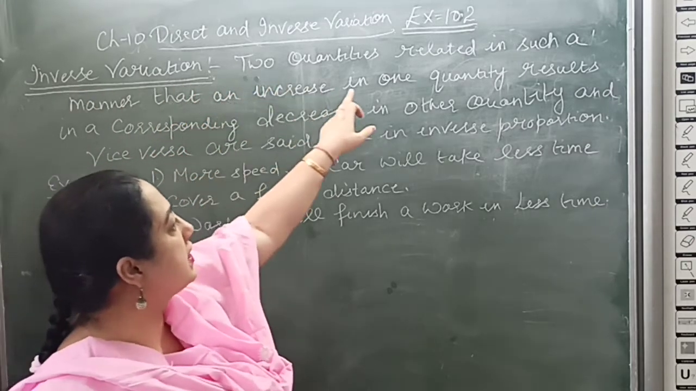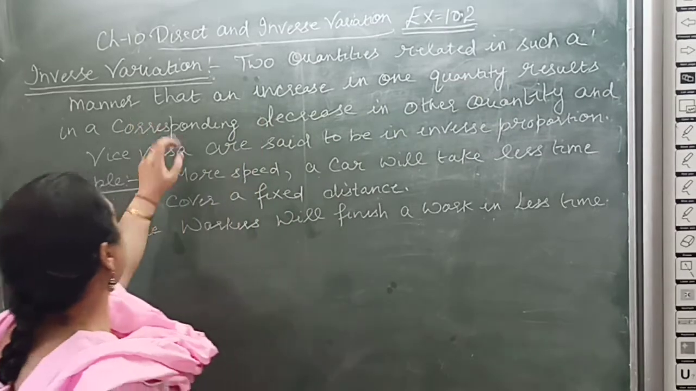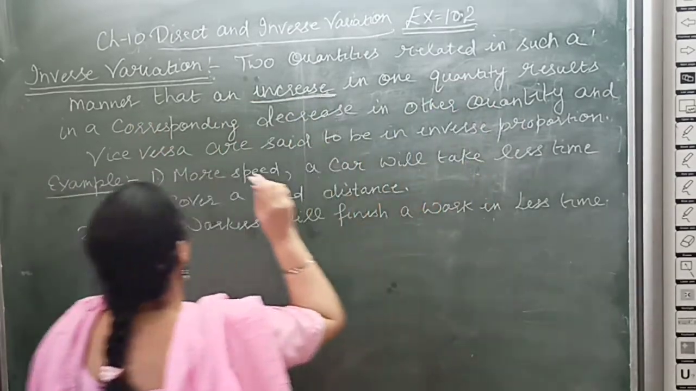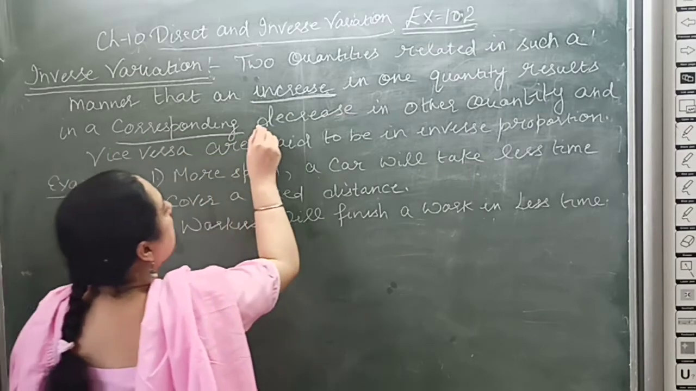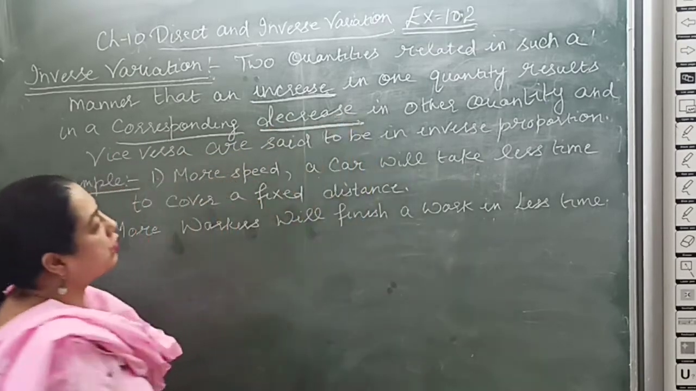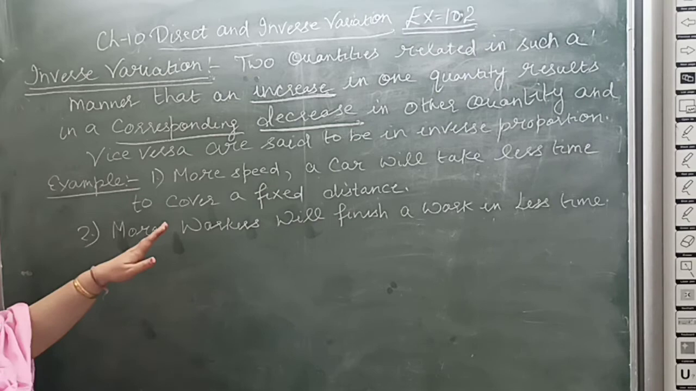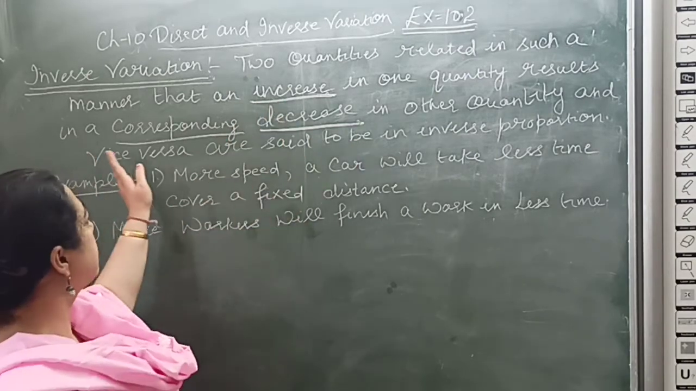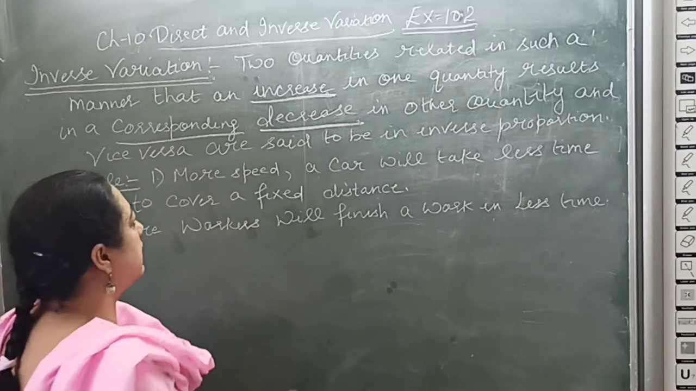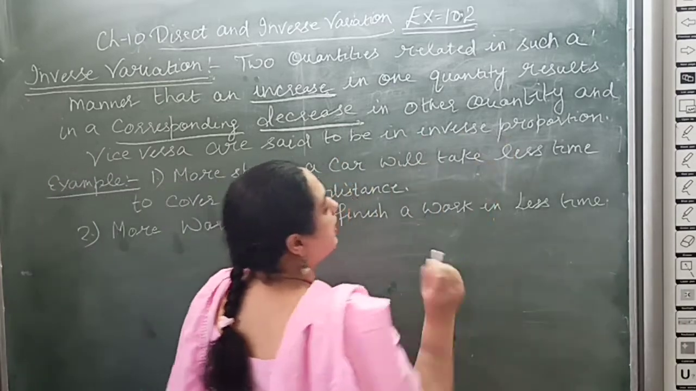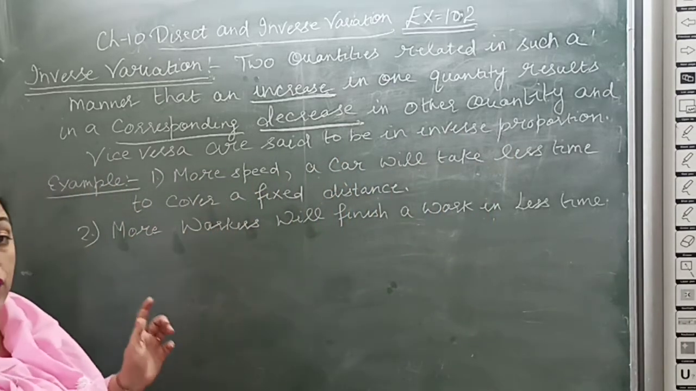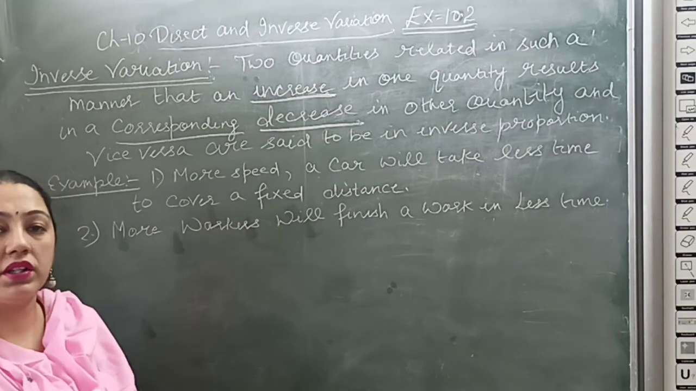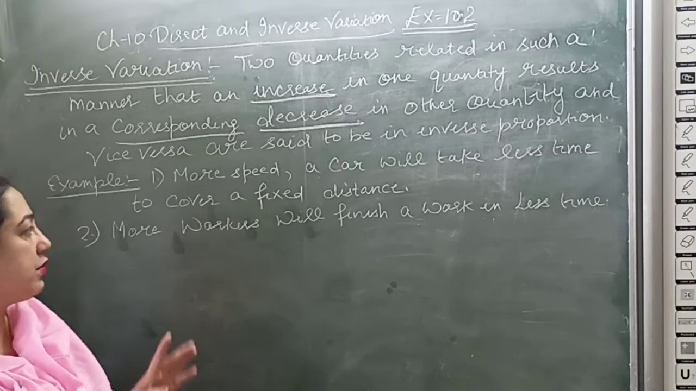Two quantities are related in such a manner that an increase in one quantity results in a corresponding decrease in the other quantity, and vice versa. That is, a decrease in one quantity results in an increase in the other quantity. These are said to be in inverse proportion. Here in inverse proportion, when one quantity increases, the other quantity decreases, or vice versa.